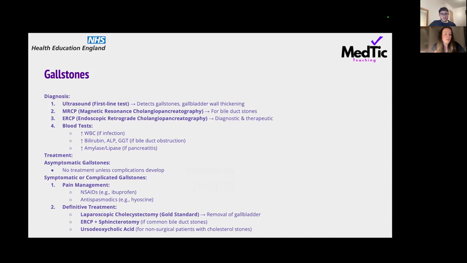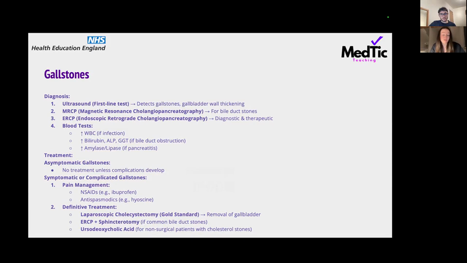In terms of what you'd see on your investigations if somebody has gallstones, if they've got an infection, you'd see that their white cells and also their CRP would be elevated. In terms of their liver function tests, the bilirubin would go up because there's an obstruction. And also, in another obstructive picture, a raised ALP and a raised GGT fit with that. And obviously if they've got pancreatitis, like we had a chat about before, it can cause their amylase or their lipase to rise as well.